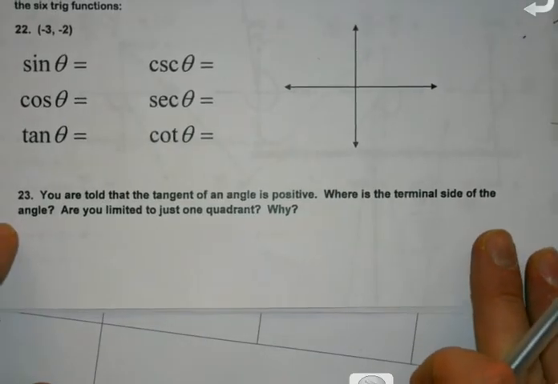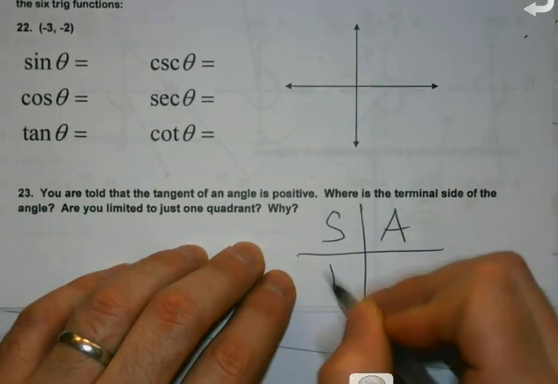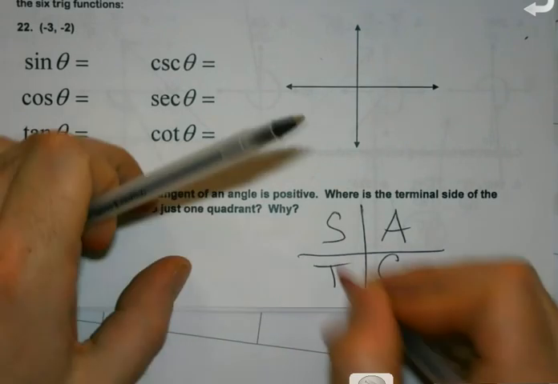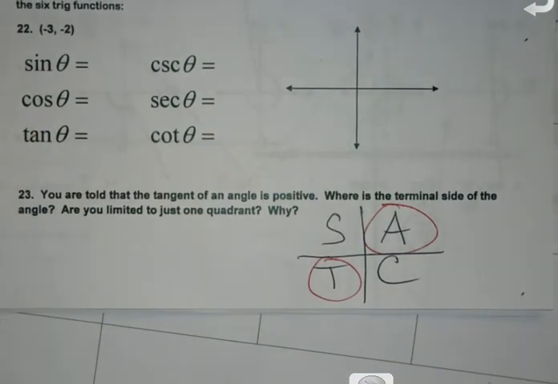Okay. You are told that the tangent of an angle is positive. Okay. That tells me it's in one of two places. It's in the all quadrant or the tangent quadrant. Where's the terminal side of the angle? Are we limited to just one quadrant? No. Okay, this graph, this little picture, actually answers it for me.